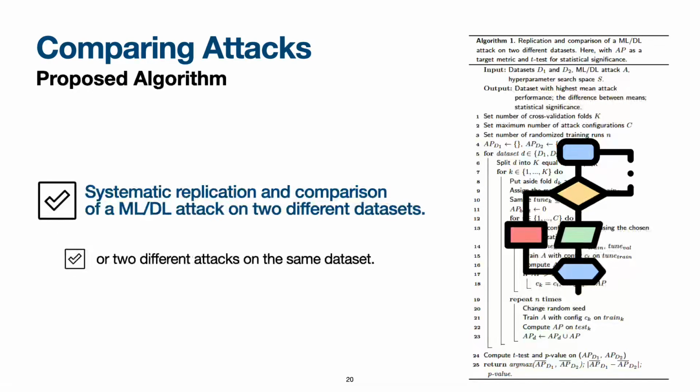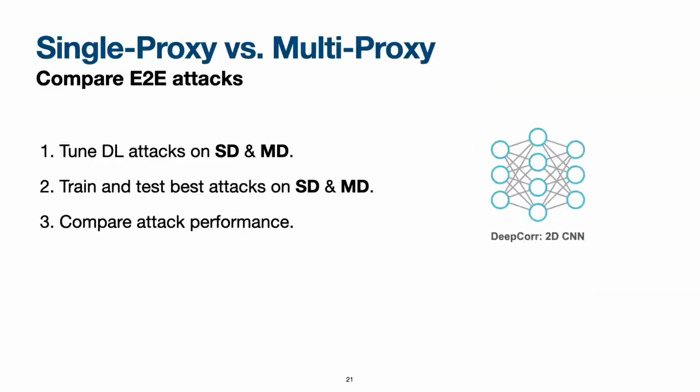With all that in mind, we proposed a general high-level algorithm for scientific replication and comparison of data-driven attacks. And we used this algorithm in our evaluation of the DeepCorr attack on the single and multi-proxy datasets. In this main evaluation, we apply DeepCorr to each dataset, and that includes extensive tuning, training, and testing of deep neural networks, and then comparing the results.